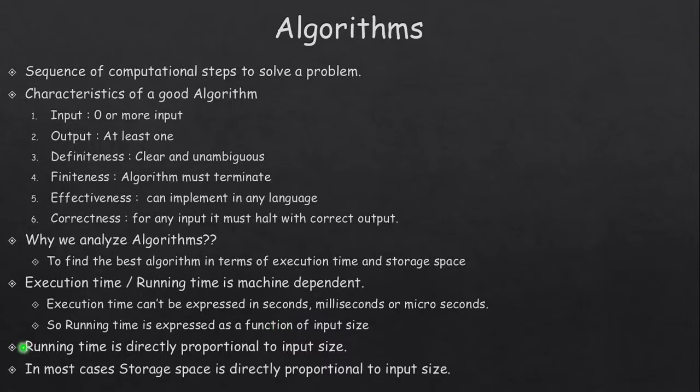Next point is running time is directly proportional to input size. What's the meaning? Running time increases as input size increases. In most cases, storage space is also directly proportional to input size. Suppose we want to sort 10 numbers. We need an array of size 10. Suppose we want to sort an array of 100 elements. There we need an array of 100 elements. In the first case the input size is 10, in the second case the input size is 100. So in most cases storage space is also directly proportional to input size.